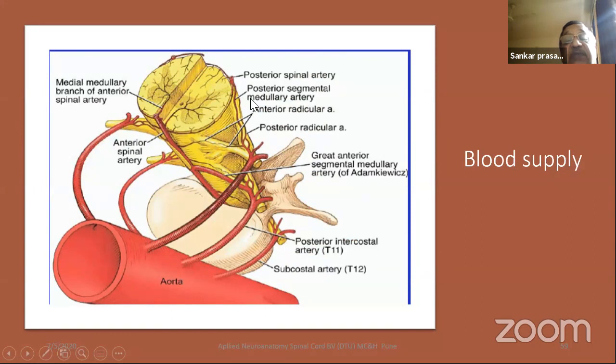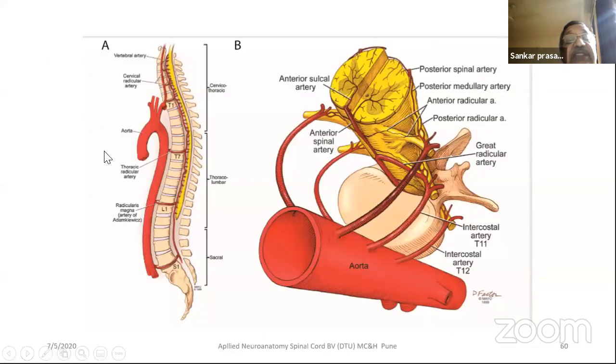and I'll show you another diagram. Posterior segmental medullary artery, and these arteries give branches which are centrifugal and centripetal into the spinal cord gray matter, which is only 113 millimeters. And see how micro sized these are, supplying oxygen and glucose to various neurons. And you can see that there are these radicular, this is the artery of Adamkiewicz, and these supplement the supply to the anterior spinal artery.